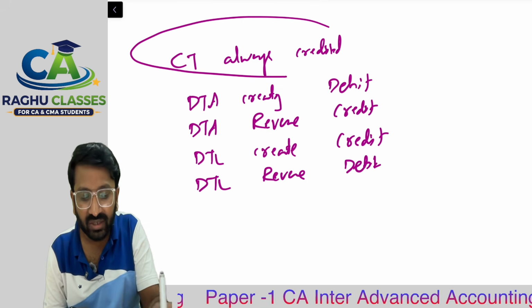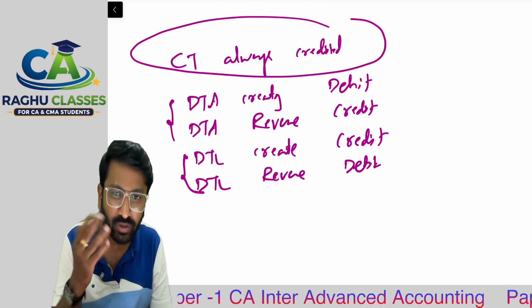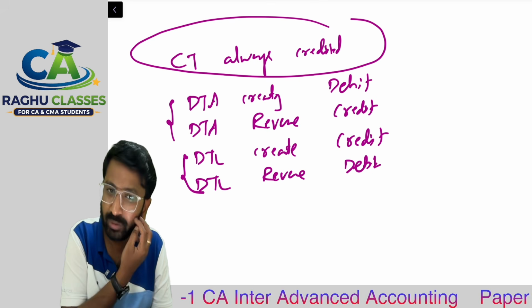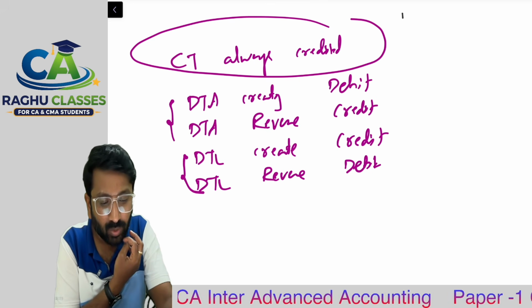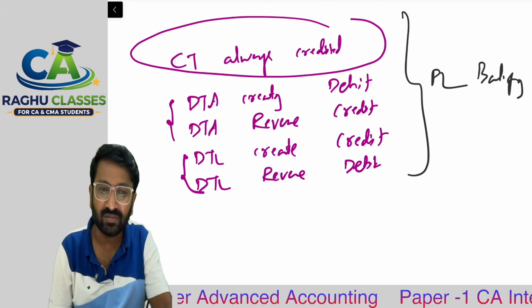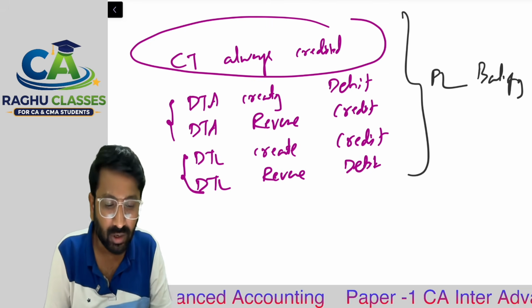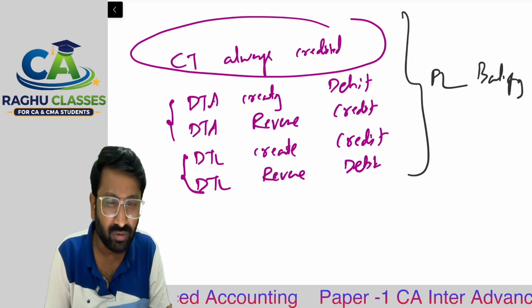So current tax is always going to be created, and deferred tax asset and liability, depending on whether you're creating or reversing, you decide whether to debit or credit. P&L account, I'll just take the balancing figure. I hope all of you are clear. This is how the journal entries will be made for deferred taxes.